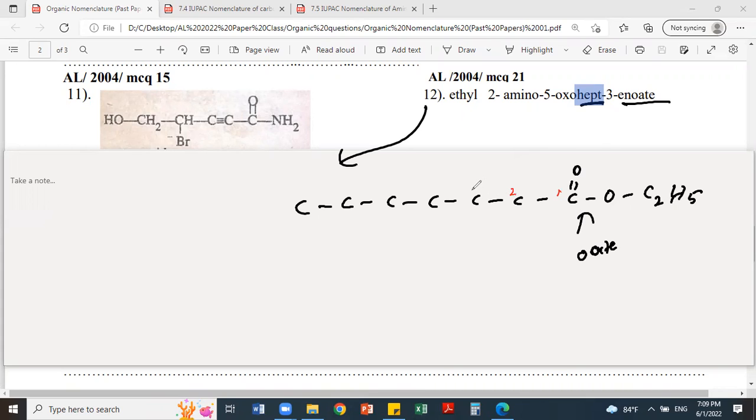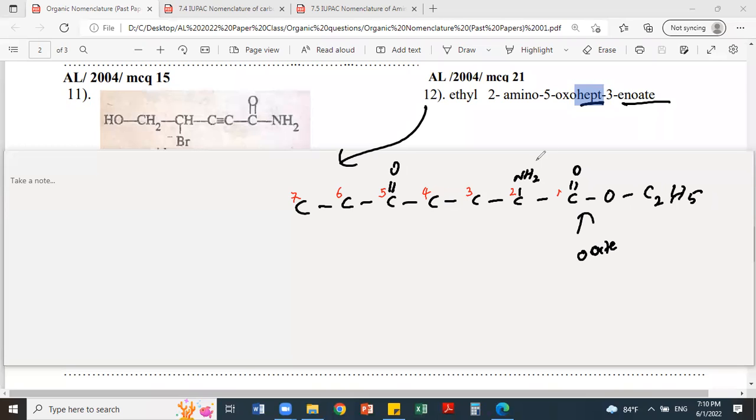1 2 3 4 5 6 7. Now to the 5th carbon, oxo there, no? To the 5th carbon, oxo. Then to the 2nd carbon, amino, NH2.